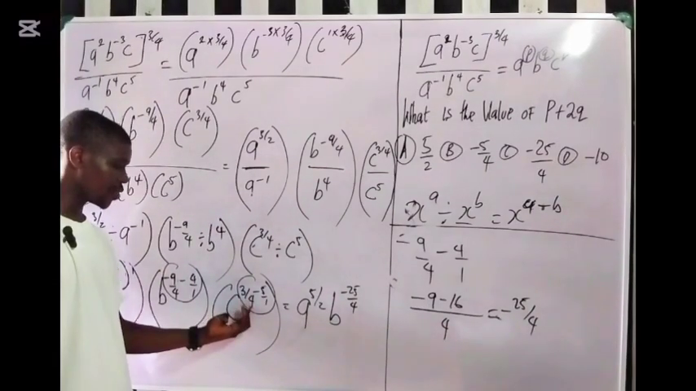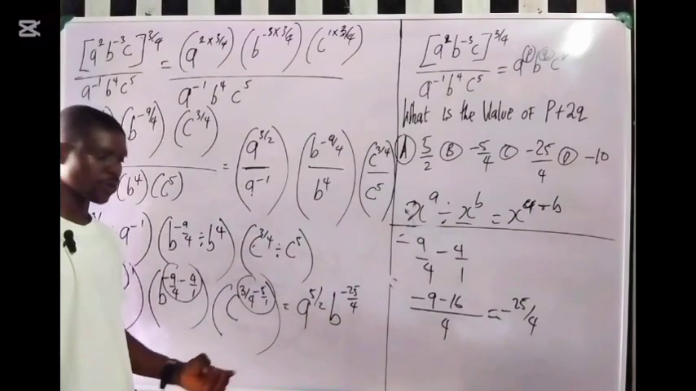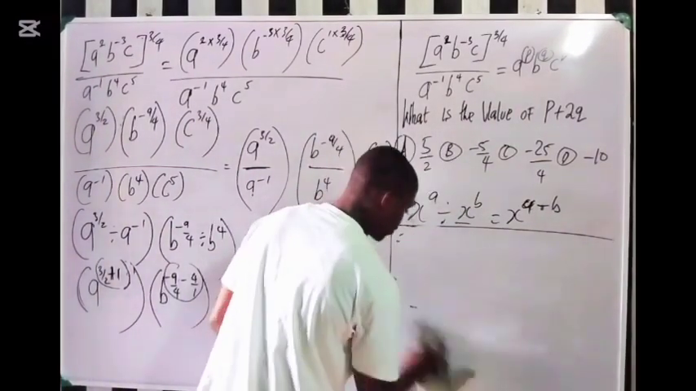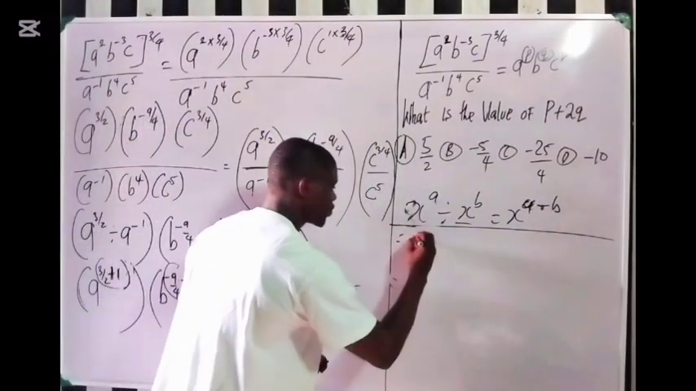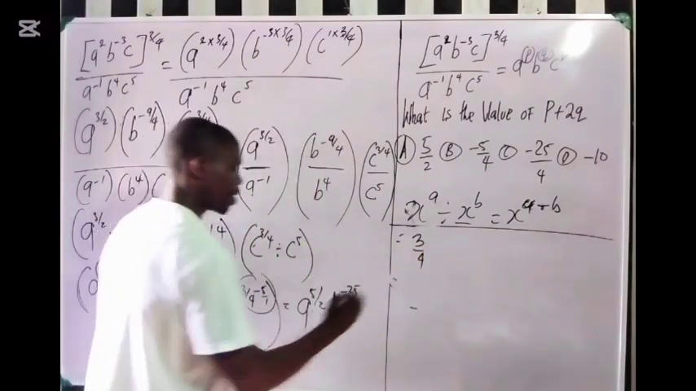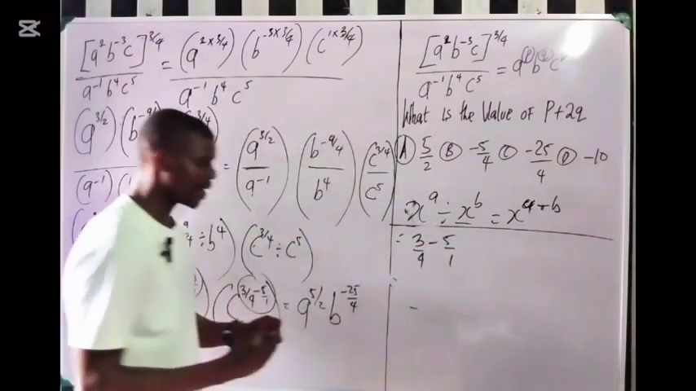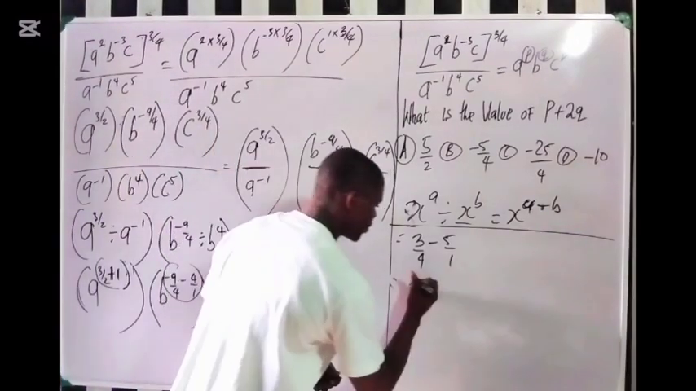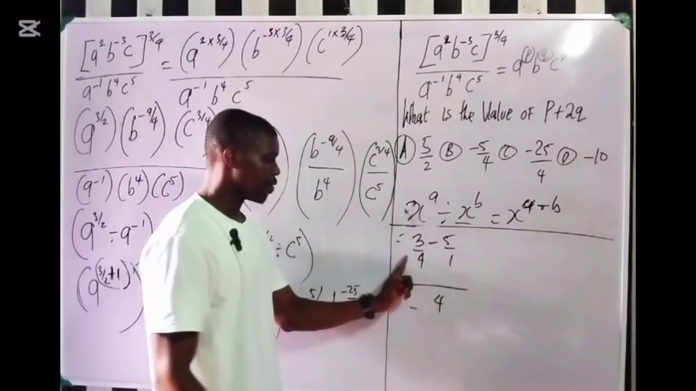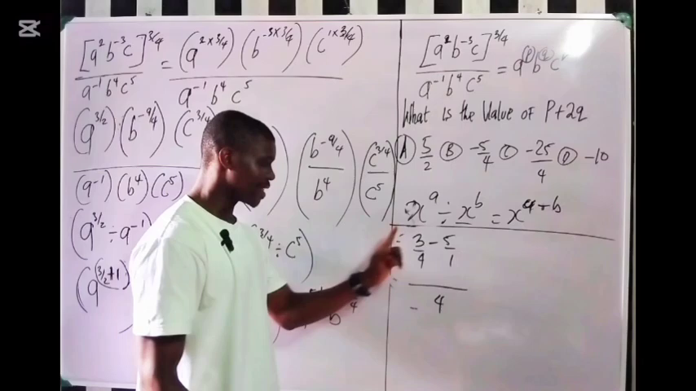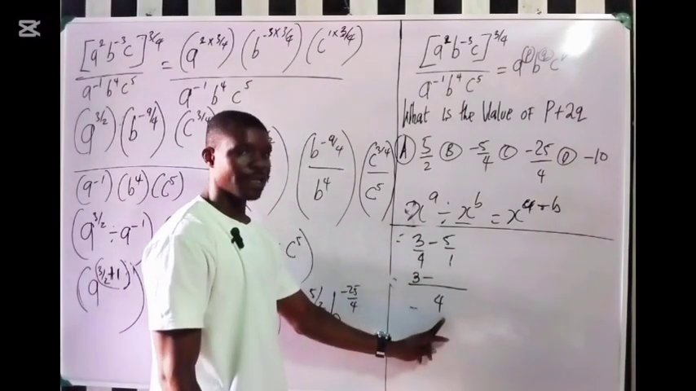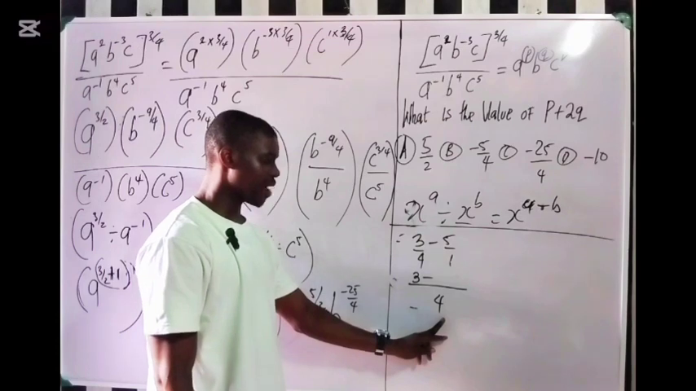So let's look at it here. 3 over 4 minus 5 over 1, right? 3 over 4 minus 5 over 1. So what are you going to get here? LCM is 4, right? 4 going into 4 is 1, times 3 is 3, minus, right? 1 going into 4 is 4. 4 times 5 is 20.